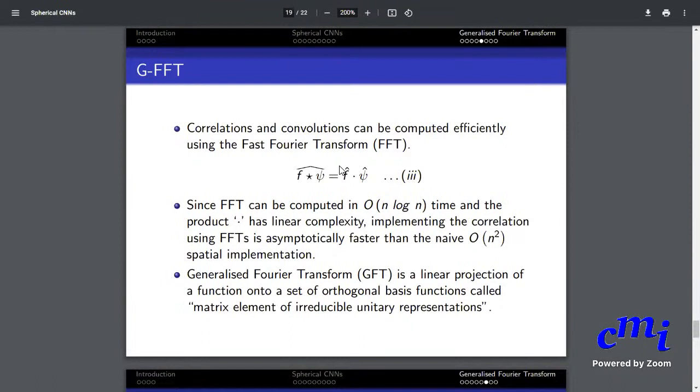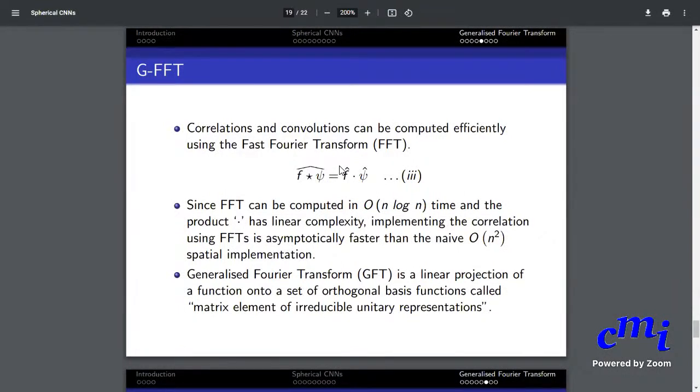Now once we have defined this basis, we have to generalize the notion of the Fourier transform also, because correlation can be computed very efficiently with the fast Fourier transform, as we have already seen in class. Since we are working with spherical images, there is a lot of symmetry, so we can leverage the symmetry and implement this fast Fourier transform for spheres also, which is not possible for any general surface.